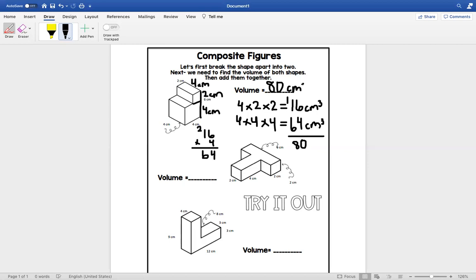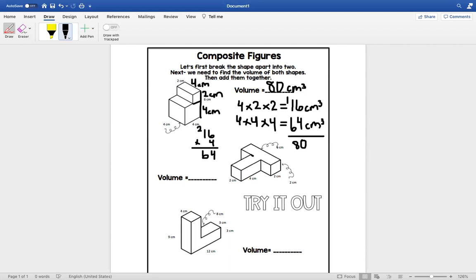All we did was split our composite figure into two shapes. We found the volume of each and we added it together. We're going to do one more together, and then you're going to do this try it out problem on your own in a discussion board, just like you did a few days ago. So let's go ahead and break this shape into two.